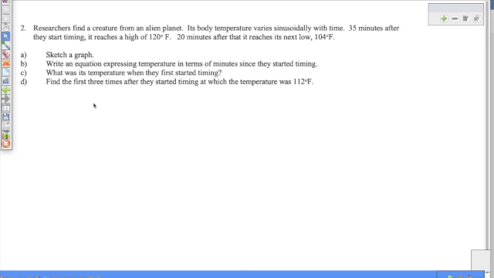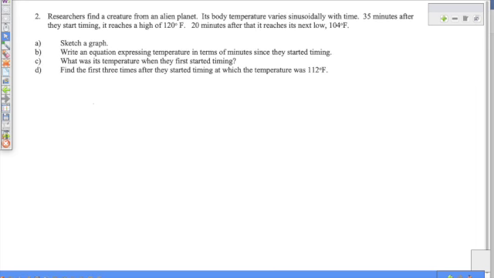Researchers find a creature from an alien planet. Its body temperature varies sinusoidally with time. 35 minutes after they start timing, it reaches a high of 120 degrees Fahrenheit, and then 20 minutes after that, it reaches its next low at 104. So because it says it varies sinusoidally, I know I have some sort of a periodic shape going. Right? So it says sketch a graph, write an equation, and then it's asking us about some temperatures. Let's figure out what's going on here.